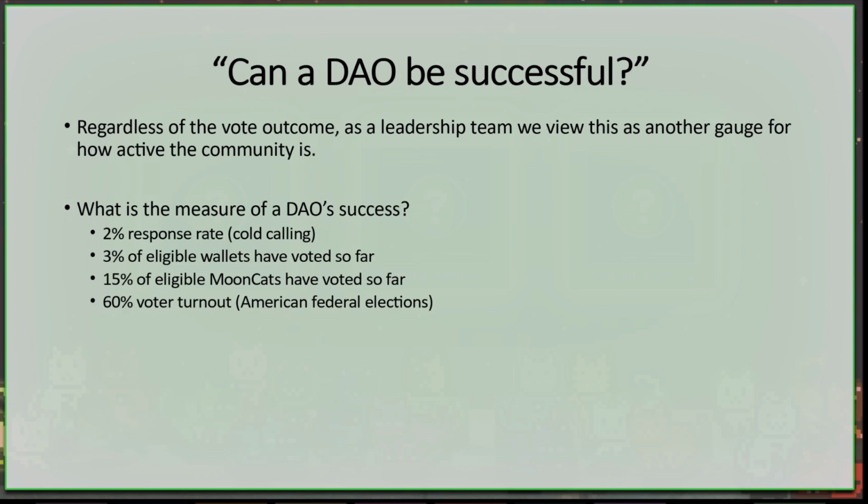As of yesterday, when we finalized these slides, 3% of eligible wallets had voted. 15% of eligible MoonCats have voted. And so we are above cold calling, yay, below voter turnout for the typical American federal election, not as yay. And so those are the two values that we see as absolutely bottom basement. We really need to get above this low bar. And hey, it would be really nice if we hit this, wouldn't it?